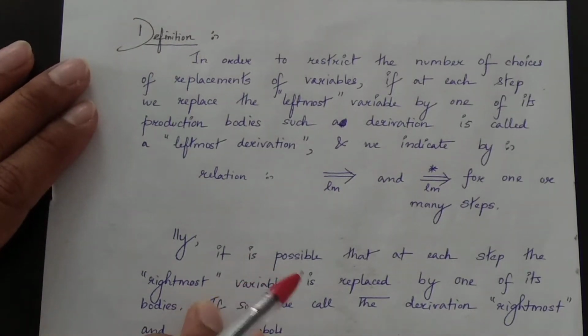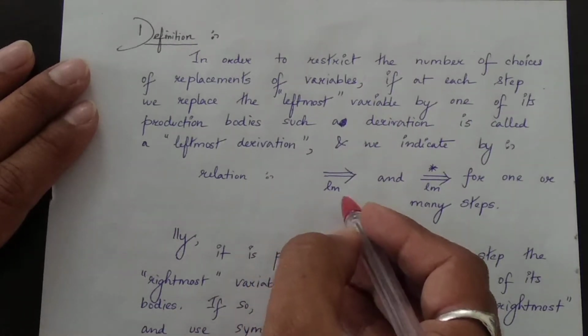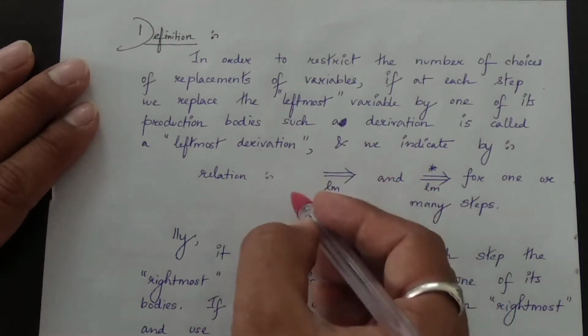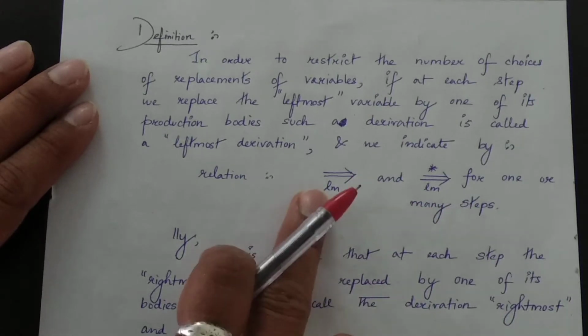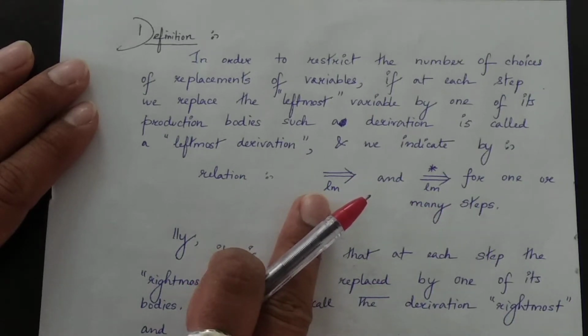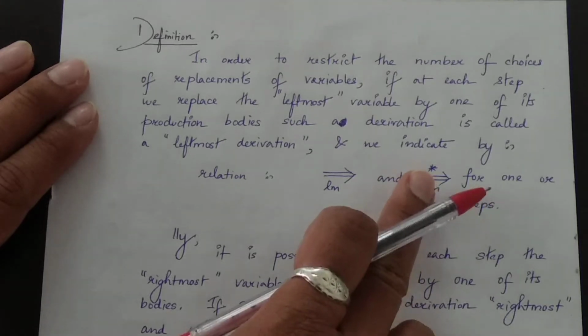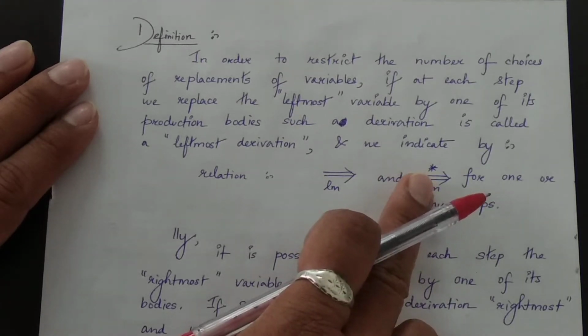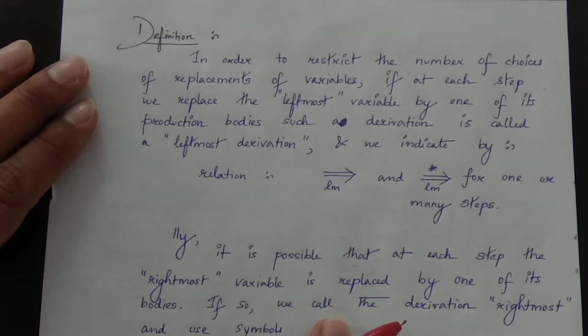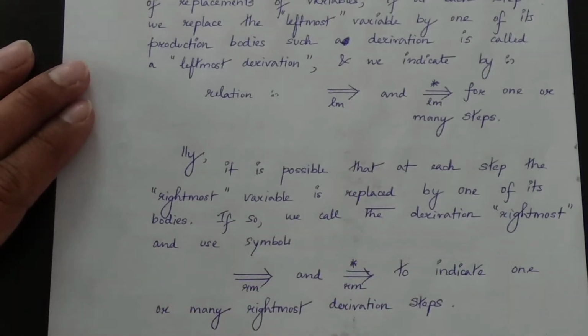I'm just notifying you of a particular point: in leftmost derivation, we generally notify with the help of this symbol. And if it is for one or more steps, then we notify by this one over asterisk. The same goes for the definition of rightmost derivation. Now, what is the meaning of leftmost and rightmost derivation? Let us take an example and try to solve it.